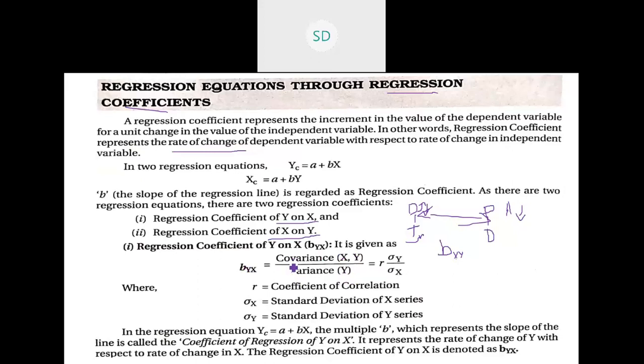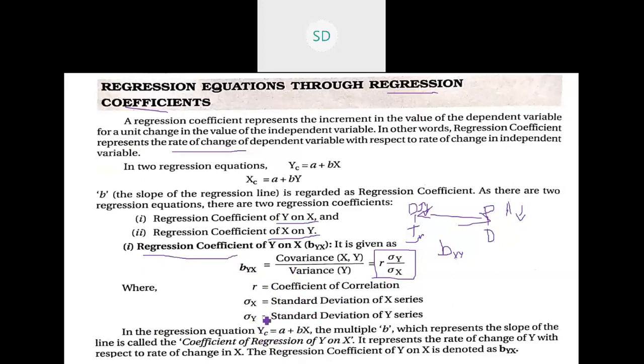Now in simple terms, how can you write it? b y x is equal to r, where r is the correlation coefficient, into the standard deviation of the y series divided by the standard deviation of the x series. If you remember, just before starting regression we solved correlation. So this is the simple formula for us to calculate b y x, the regression coefficient. Here r is the coefficient of correlation, with the standard deviation of x and the standard deviation of y.